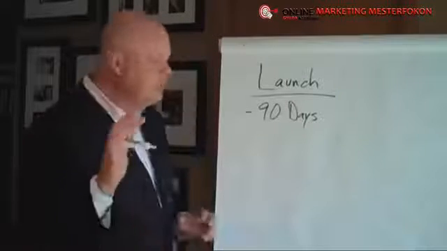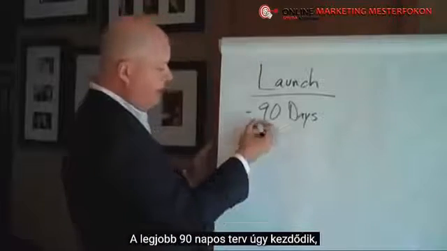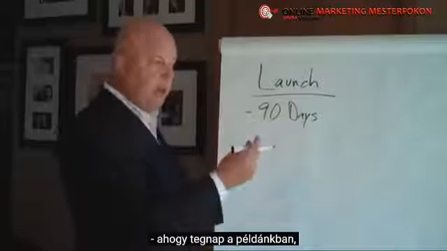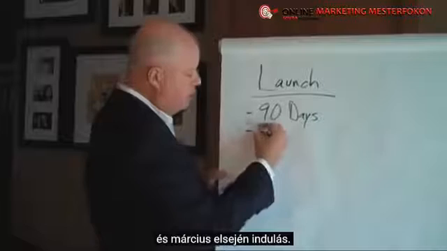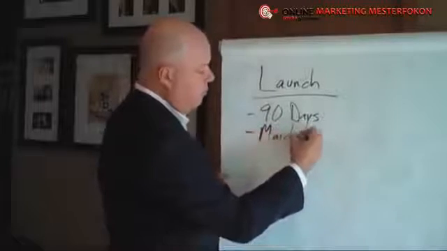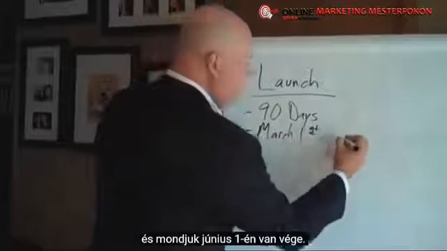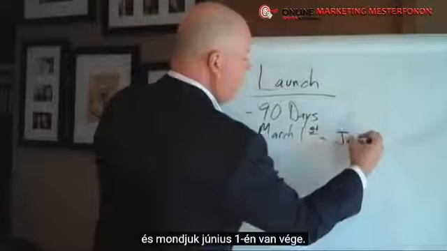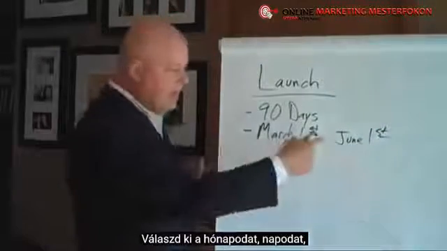The best 90-day game plan starts, like in our example yesterday, we had pre-launch of January and February, launching March 1st. It starts March 1, or I'm just using it as a placeholder, and ends something like June 1st. Pick your month, pick your day, but 90 days.